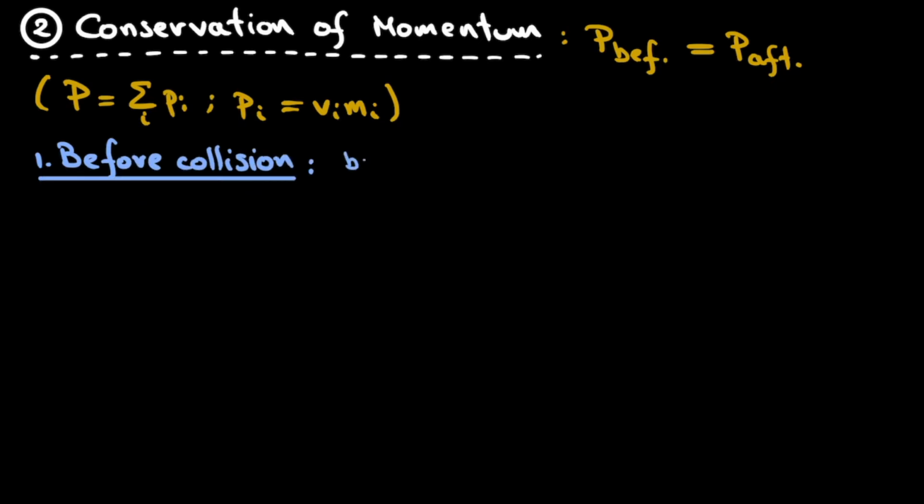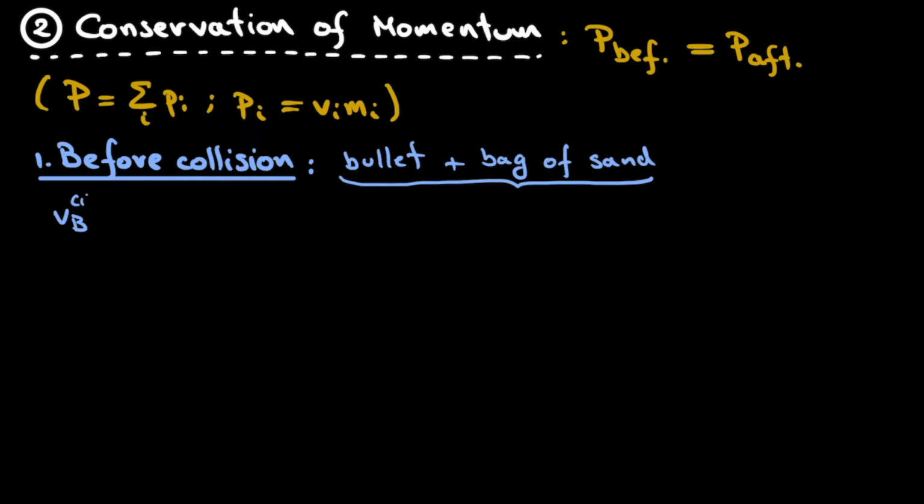Here we have, of course, the bullet plus the bag of sand as two separate entities. And we're now going to calculate the momentum of both of these entities taken together. So we have the velocity of the bullet before, which I superscript as a 1, which is of course the thing that we're trying to look for in this exercise, the velocity of the bullet before it actually enters the bag of sand. Now what we do know is the mass of the bullet. This will simply be 0.01 kilograms.